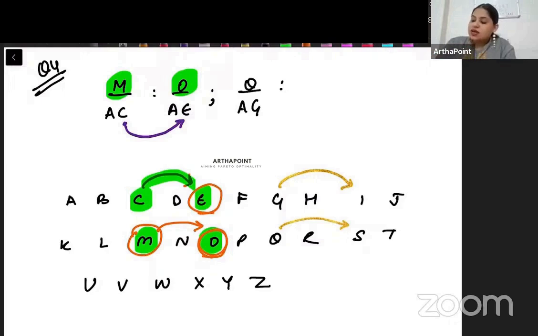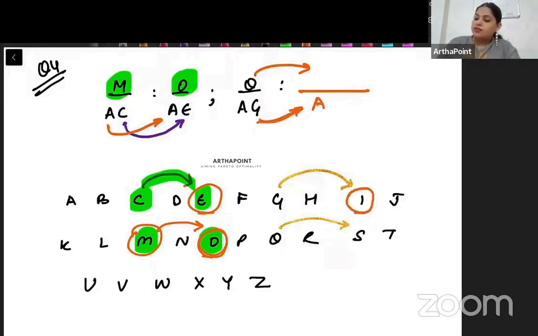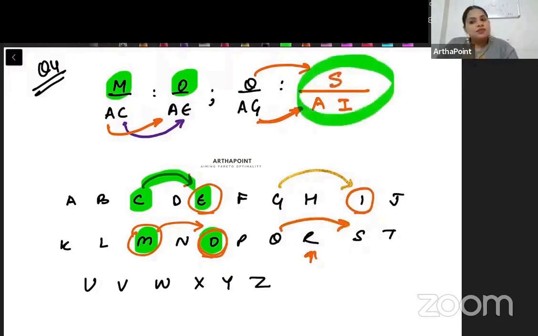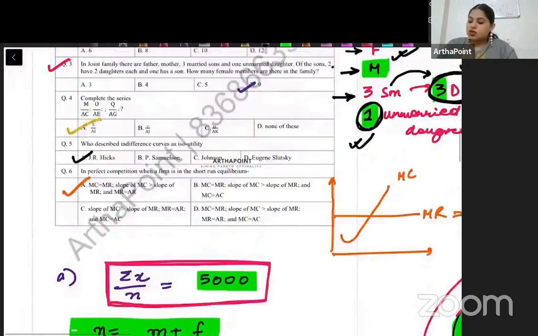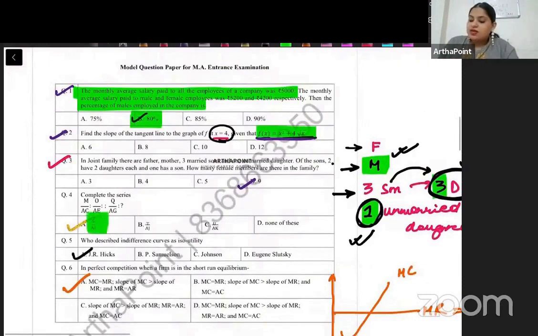Now it is asking what will Q go to and what will G go to. A is going to A only. So G will also leave 1. So G will go to I. And Q will also leave 1. So Q will go to S. So the answer will be S by AI. Simple. That's the answer to the question. Now, come to the next question.